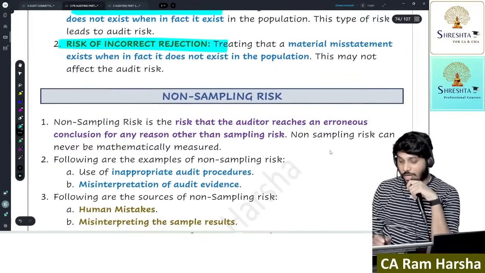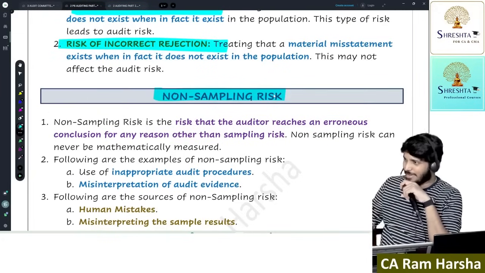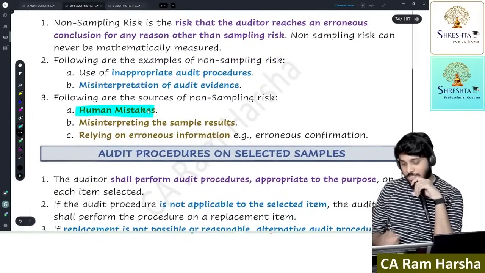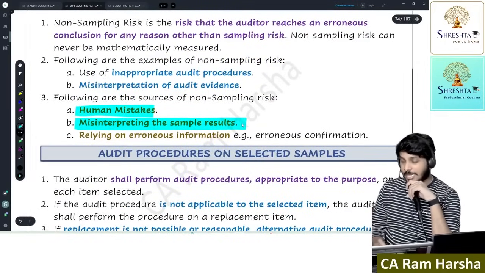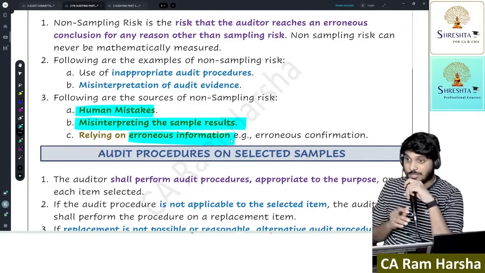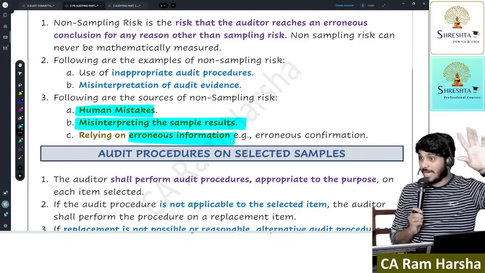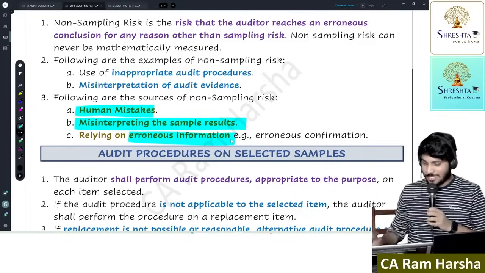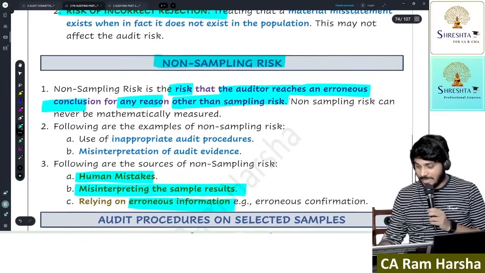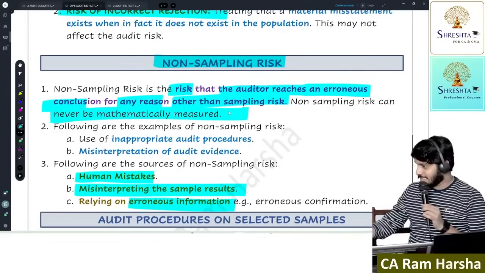I may even have non-sampling risk. What non-sampling risk? The sample is correct. The way you interpret it is wrong. Yes or no? That is called human mistakes. Or you are misinterpreting sample results. Or you are taking wrong information. These kinds of risk, no. Because of this also you are giving a wrong opinion. But this risk is coming from something other than sampling. That is called non-sampling risk. So non-sampling risk is the risk that the auditor reaches a wrong conclusion for any reason other than sampling risk. Non-sampling risk can never be measured. Are you getting it? Next.